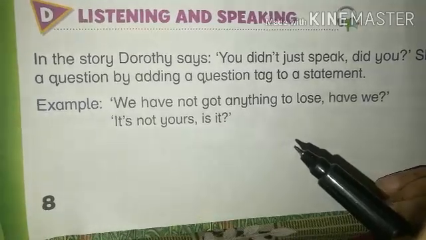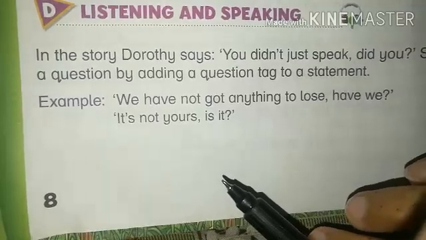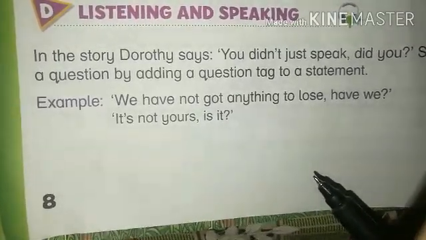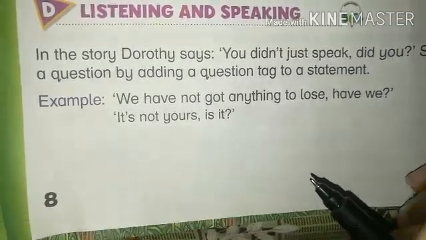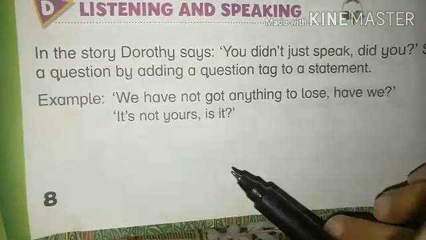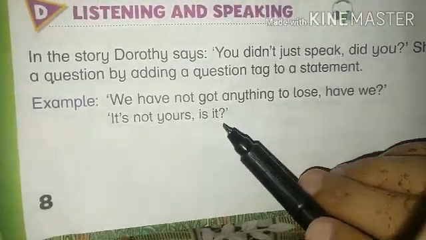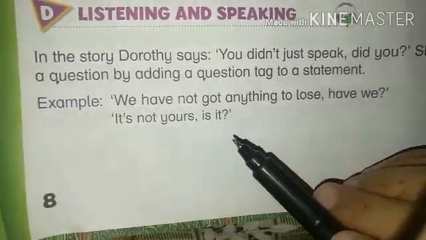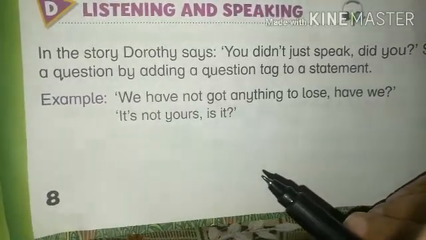Then you are asking a question because you are not sure. While adding a question tag, you are not sure, so you want the listener to tell you. So you ask, "It's not yours, is it?" The second "it" also refers to the pen. Now the listener will say, "Yes, it is," or he or she may say, "No, it's not."